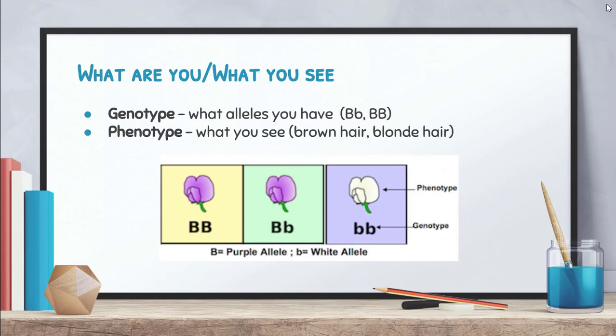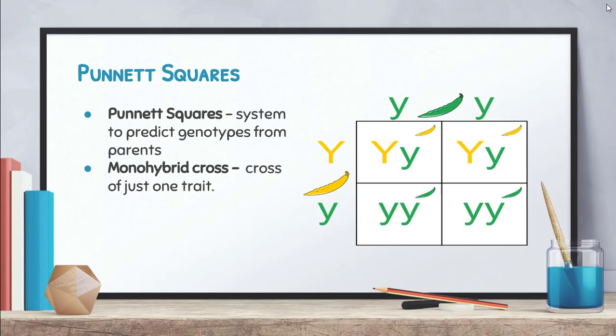Look at the picture down below. There are 3 genotypes listed there: big B big B, big B little b, and little b little b, or homozygous dominant, heterozygous, and homozygous recessive. The phenotype is what you see. In this instance, we have a purple flower and a white flower. So make sure you understand those terms because we will use them quite a bit in this class.